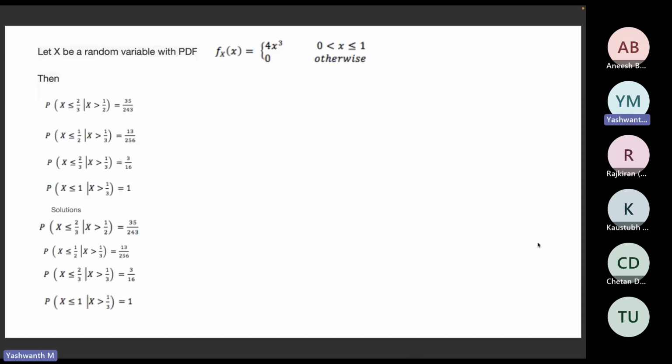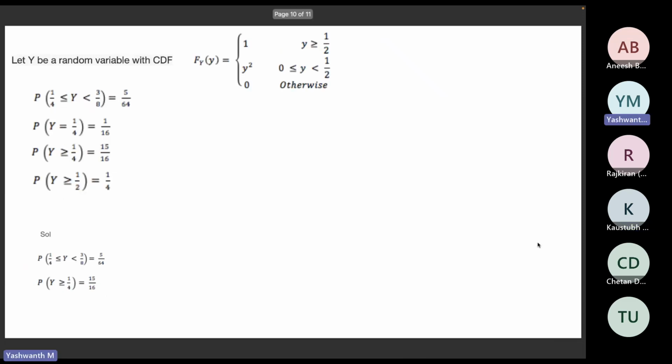Okay, let's move on to another question. This is also the same thing, a simple question. Same thing, a random variable with a CDF; earlier you were given the density, here you are given the distribution function. You have to compute the probability of all these events.